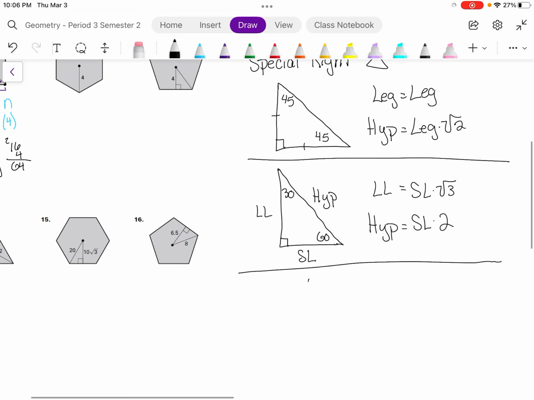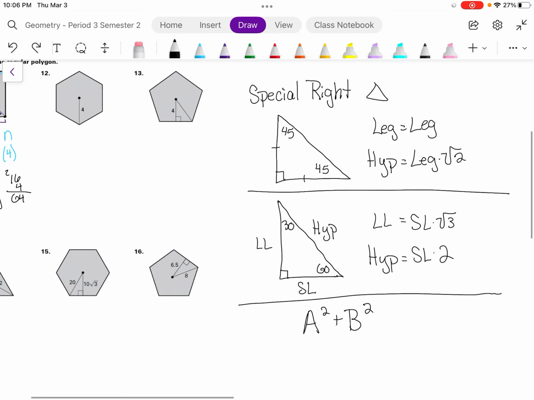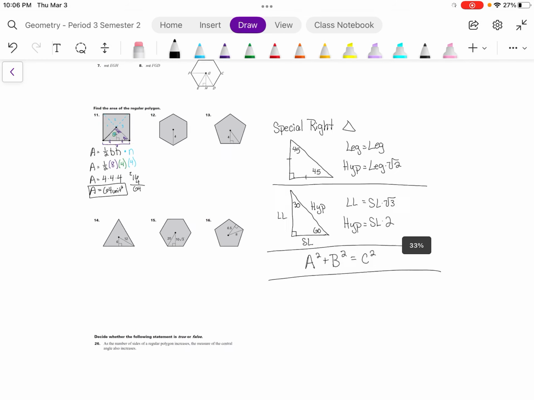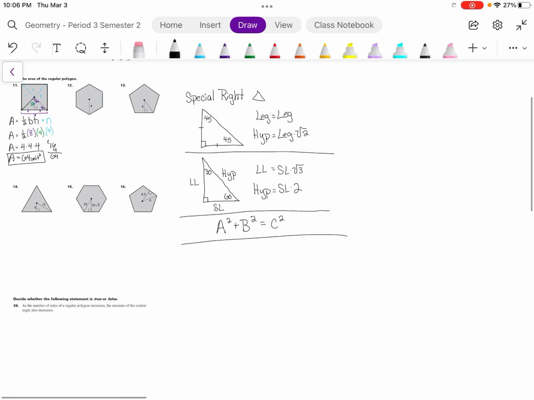And then don't forget that if you need, we also have our Pythagorean theorem, where we have a squared plus b squared equals c squared. So those might be helpful while you are looking for some of the side lengths to find the area of our polygons. If you have any other questions, just let me know and I'll get back to you.